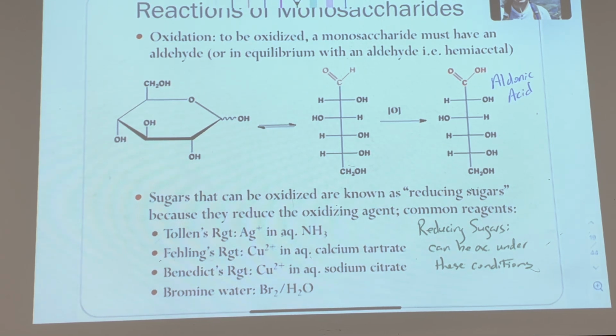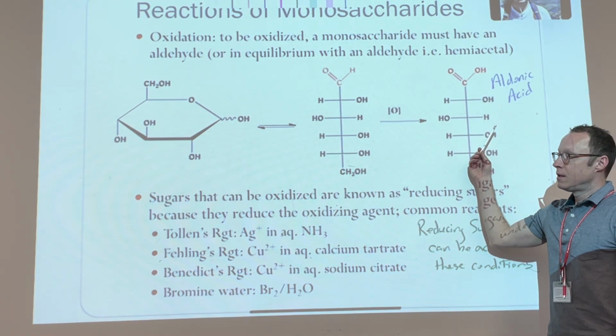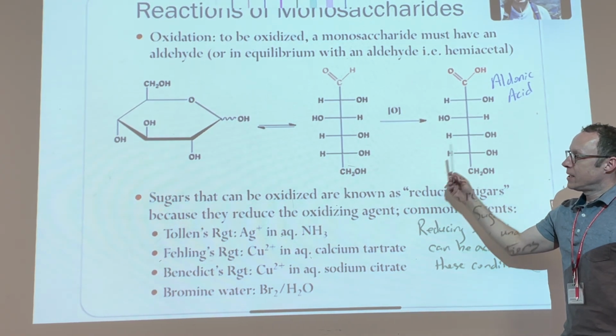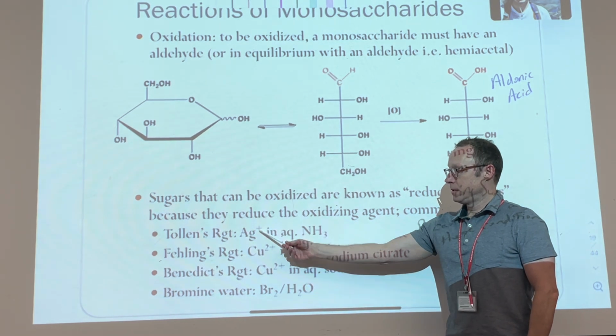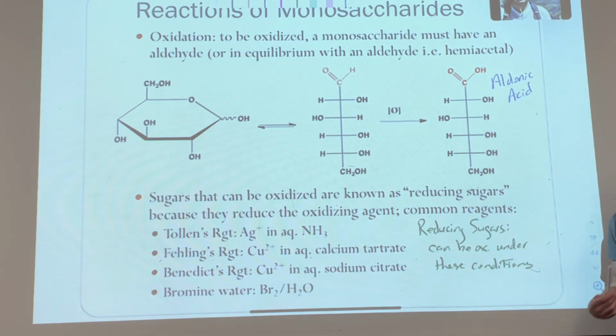You have to keep in mind that oxidations don't happen in a vacuum, right? Every time you have an oxidation, you have a reduction. They always come in pairs. So the sugar is being oxidized, aldehyde to carboxylic acid. But in that process, the metal gets reduced. So the reason we call them reducing sugars is because they are capable of reducing metals. All right.